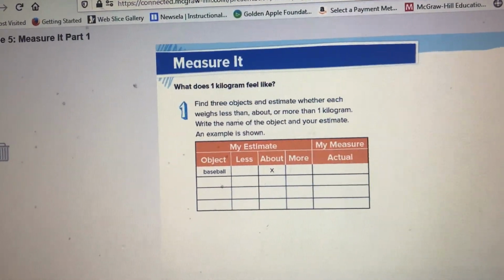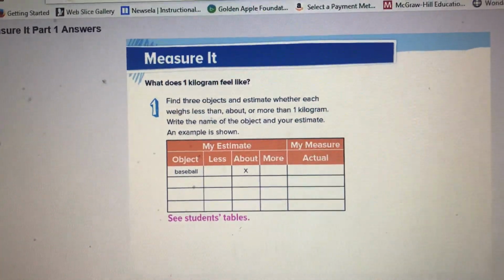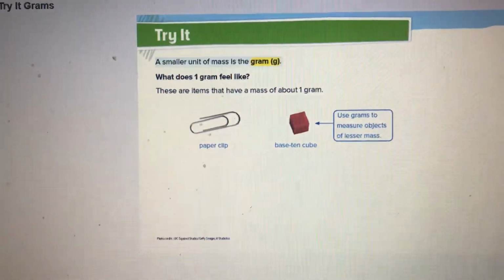Okay, this is the chart I was talking about. You can skip unless you want to do it on your own at home, using some items around the house. I'm going to skip through this.